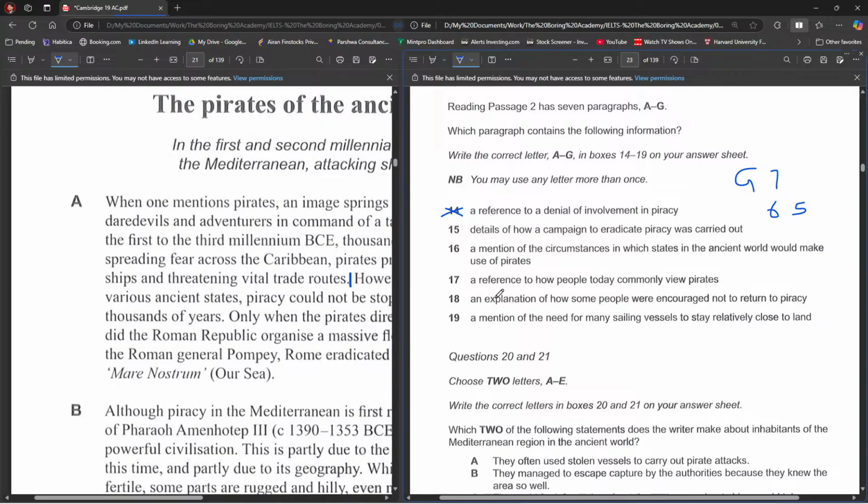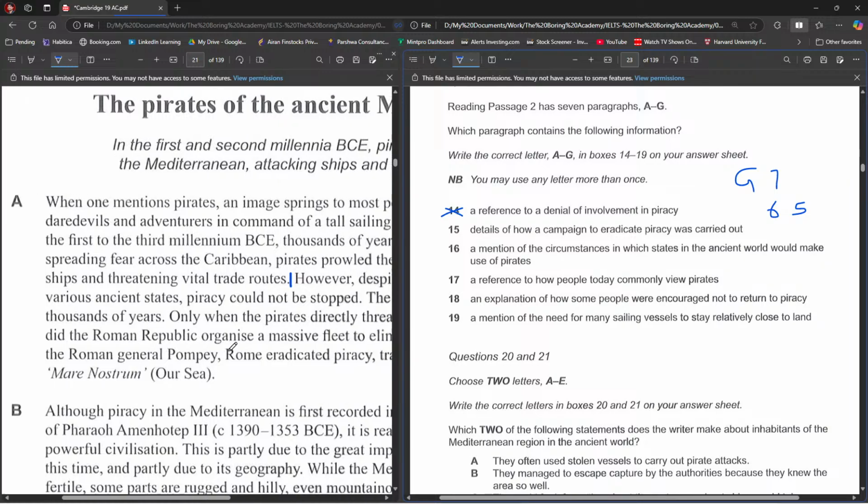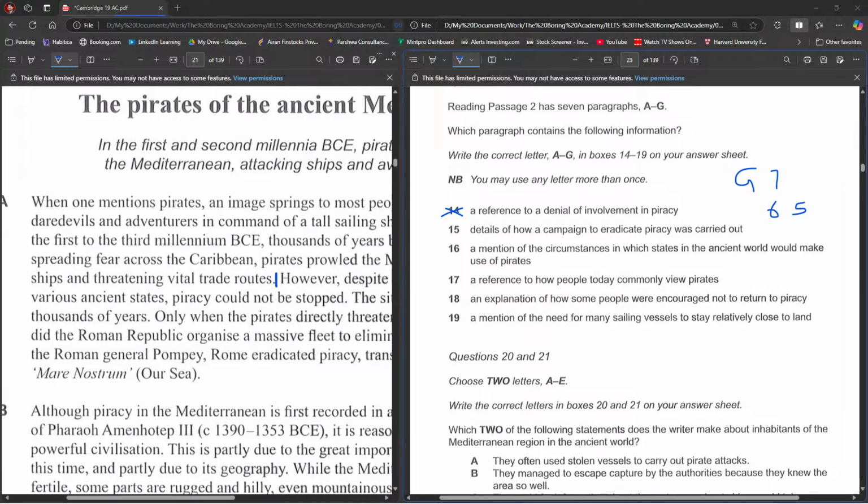What about 15? Details of how a campaign to eradicate piracy was carried out. They did mention that they eradicated piracy in the last sentence. They did mention that they eradicated piracy, but did they show how a campaign worked and how it was carried out?